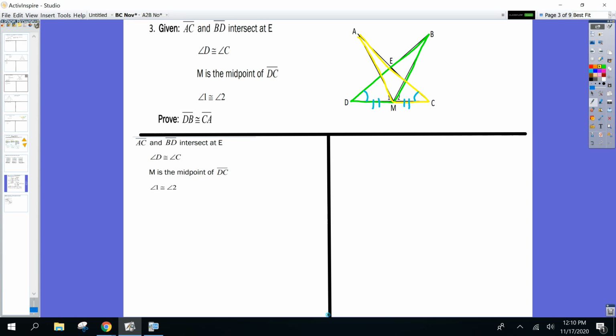Here's the hard part. The 3rd given was angle 1 congruent to angle 2. Take a look, everyone. Look at angle 1. That's not an angle in my triangle. It's part of one, but not a full one. And angle 2, same thing. That's part of an angle, but not a full one. How do I make them full ones? You add angle A and B to both of them, and then you get full angle DMB congruent to CMA.